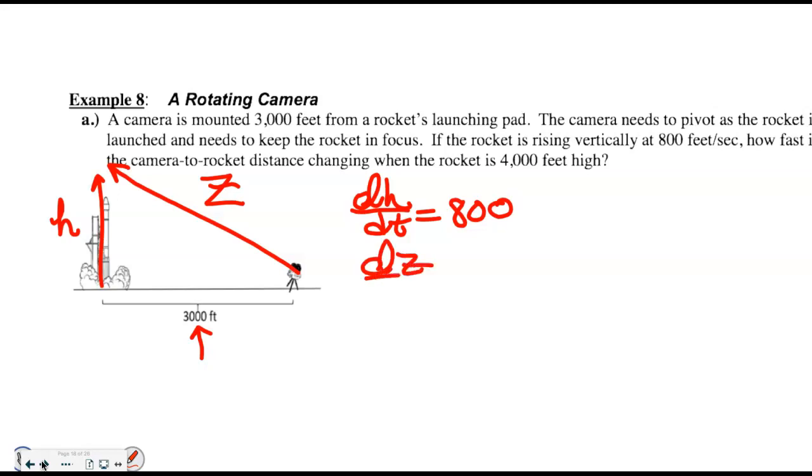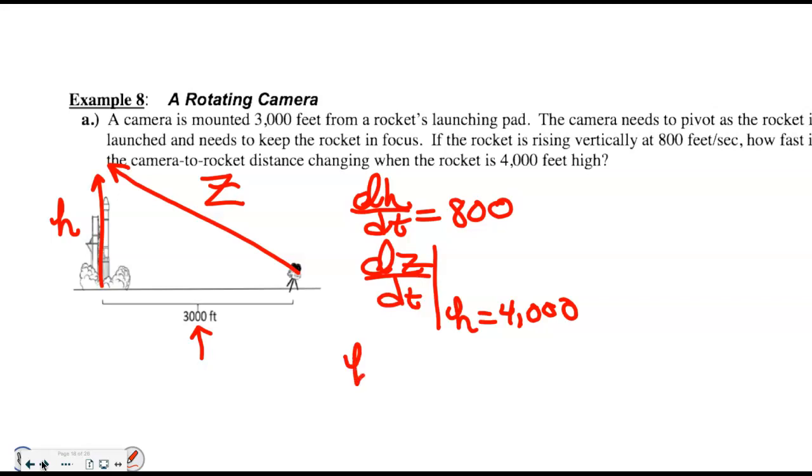dz dt at the instant when our h reaches 4,000 feet. This one you should be comfortable with. The next one should make you a little bit uncomfortable because this is Pythagorean again. So I might stop partway through this one. Are you okay? But the setup's going.